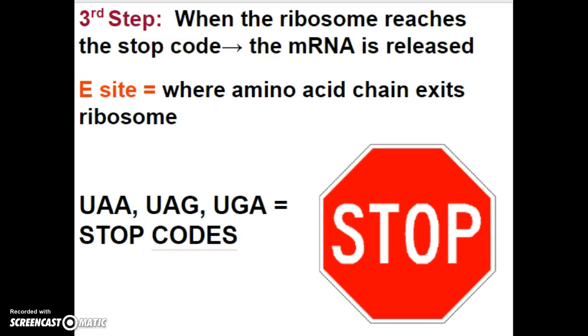So when the ribosome reaches a stop code, and there are 3 stop codes, UAA, UAG, and UGA, once the ribosome reaches that, the messenger RNA is released, and then the amino acid chain that we just made will exit the ribosome, more than likely to go off to Gary Golgi apparatus so he can package and ship those proteins where they need to go.